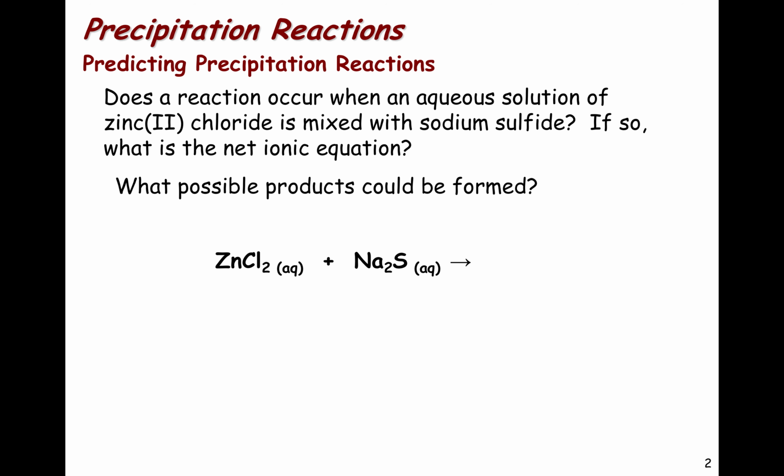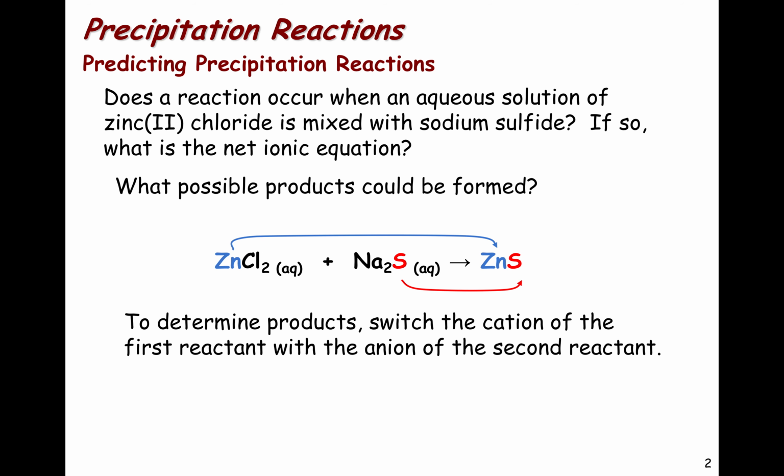The first step in trying to determine the net ionic equation will be determining the products that could be formed by combining these two solutions. So we need to switch the ions. In this case, if we combine the zinc 2+ ion with the sulfide 2- ion, we would come up with a formula of ZnS.